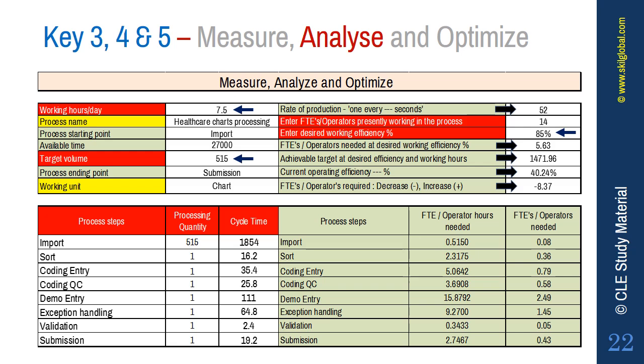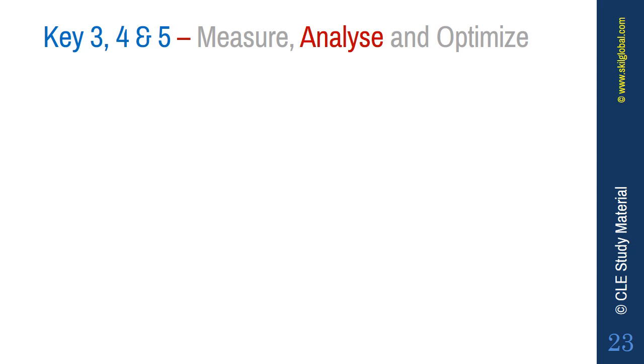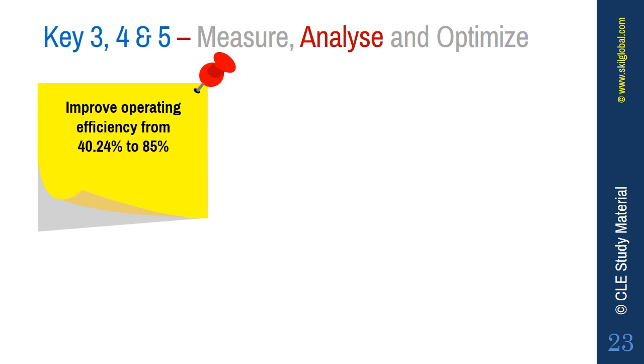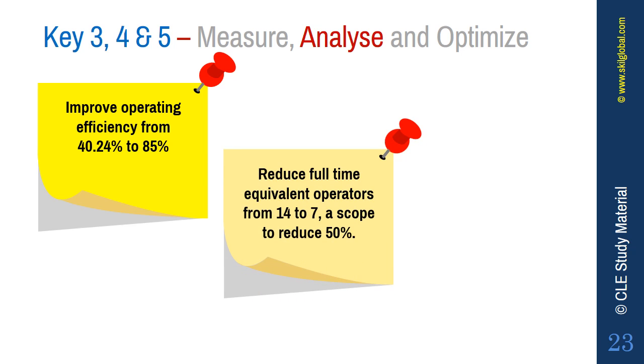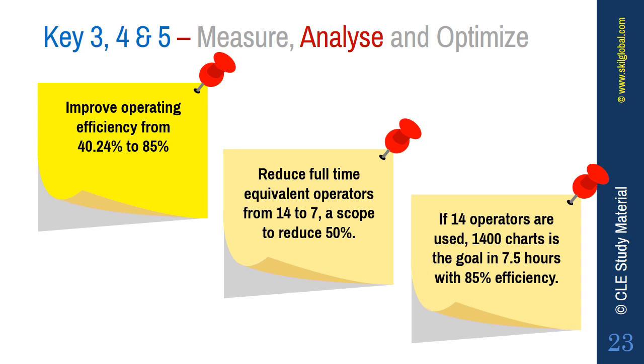The template also suggests how many operator hours and number of operators are needed at each step. For example, for step demo entry, you will require 2.5 operators. We now know our goal. Improve operating efficiency from 40.24% to 85%. Reduce full-time equivalent operators from 14 to 7, a scope of 50%. If 14 operators are used, the team should produce 1,400 charts in 7.5 hours at 85% efficiency.